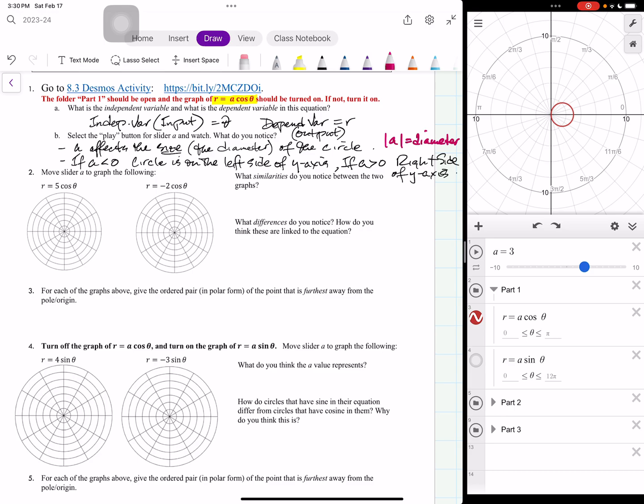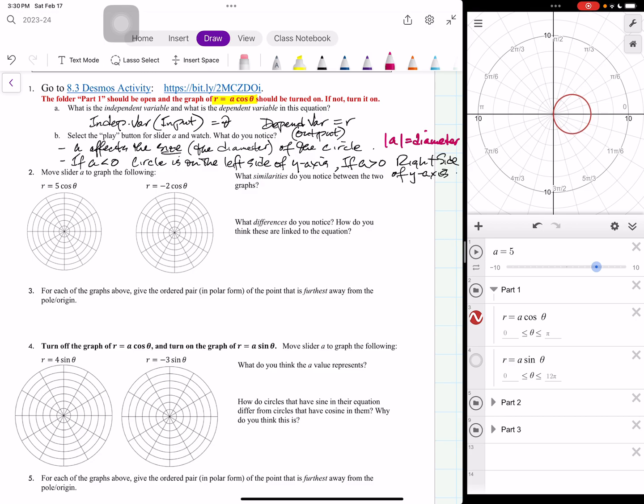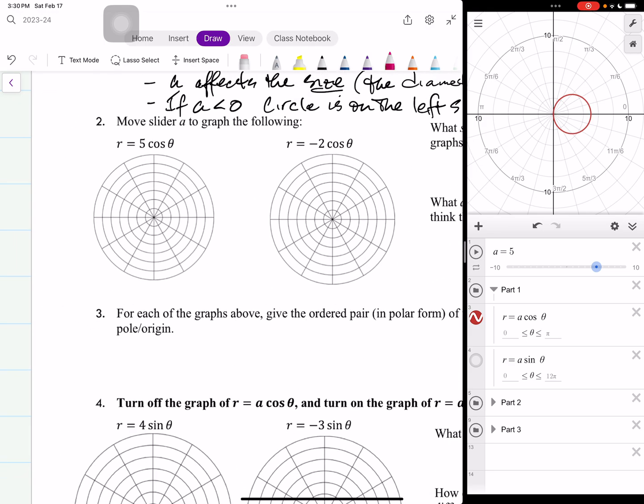Like we have to graph r = 5 cosine theta, so slide over to 5, and you'll notice that is a circle, symmetrical about the polar axis or the x-axis, and it's on the right-hand side. So on our little graph here, let's zoom in. First of all, this is typically referred to as the x-axis, but we're talking about polar stuff here, so this is called the polar axis. You guys should know that.